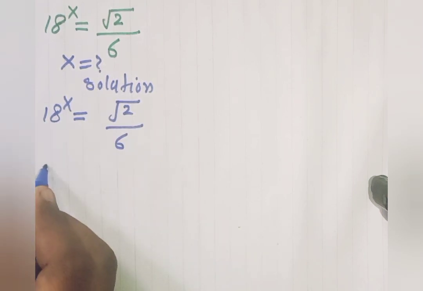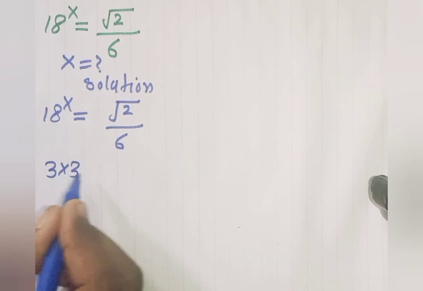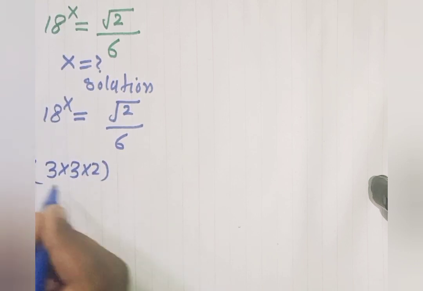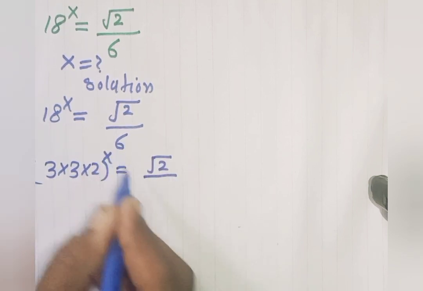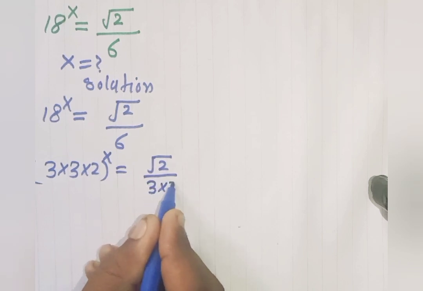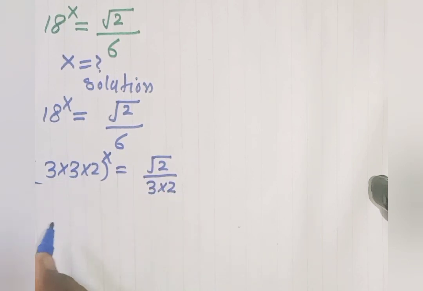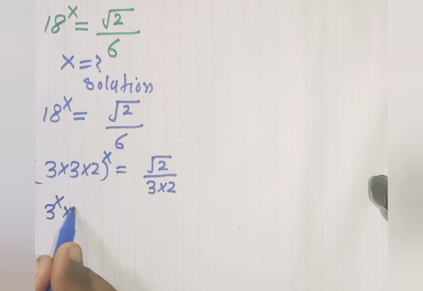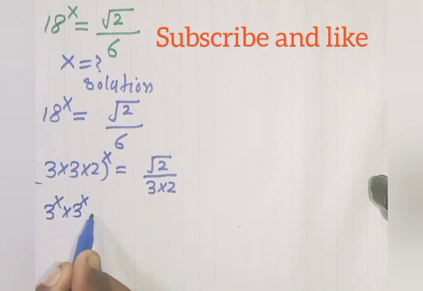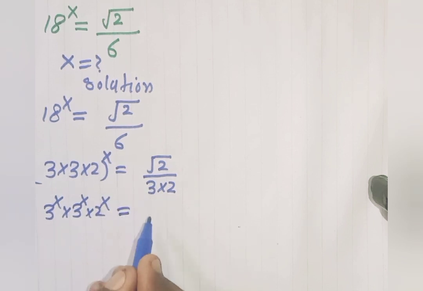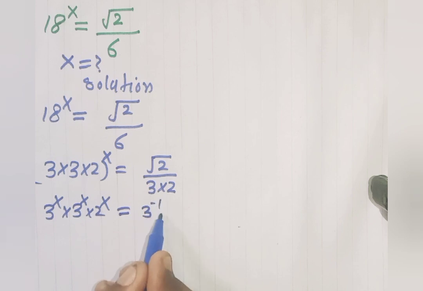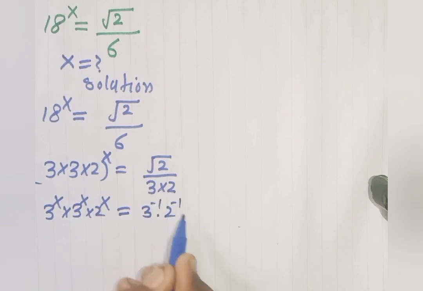Now 18 I can write as 3 into 3 into 2, power x, equal to square root 2 over 6. 6 I can write as 3 into 2. Now this one I can write as 3 power x into 3 power x into 2 power x equal to, this one also I can write as 3 power minus 1 into 2 power minus 1, square root 2.